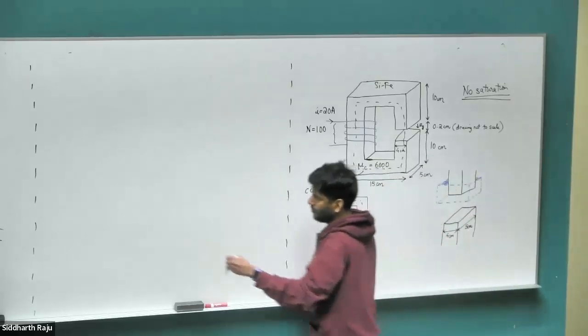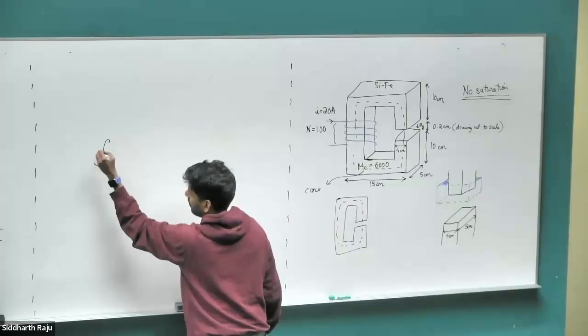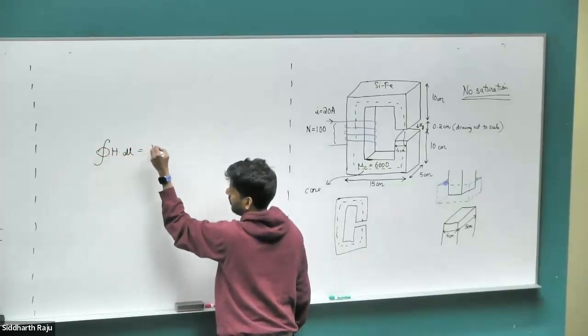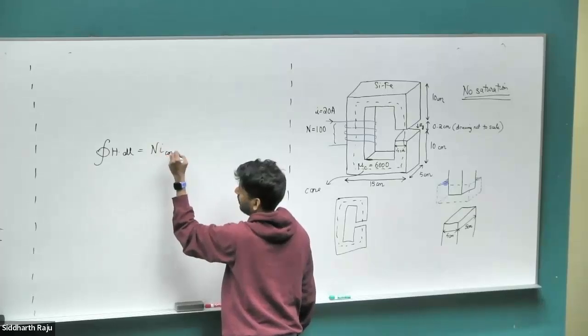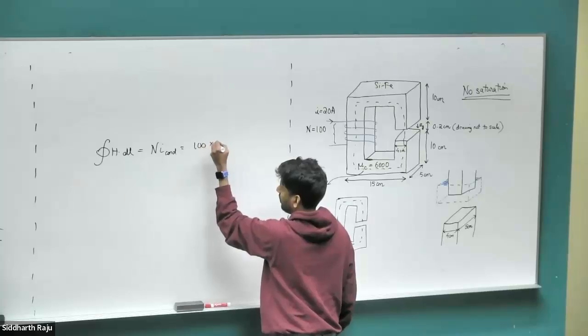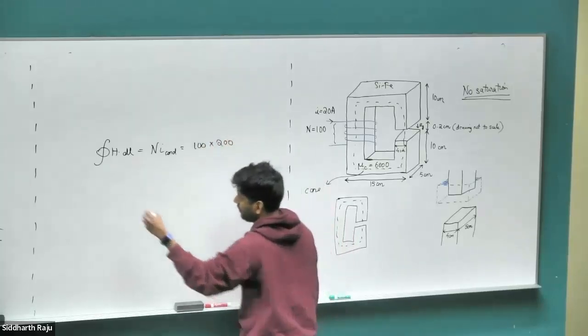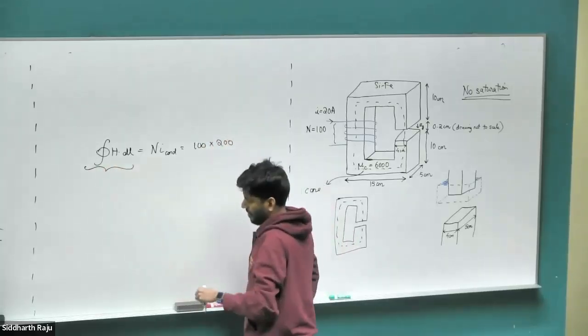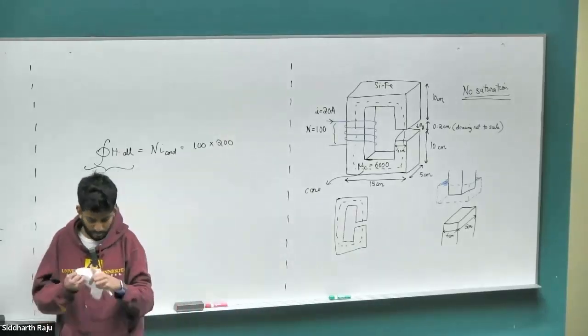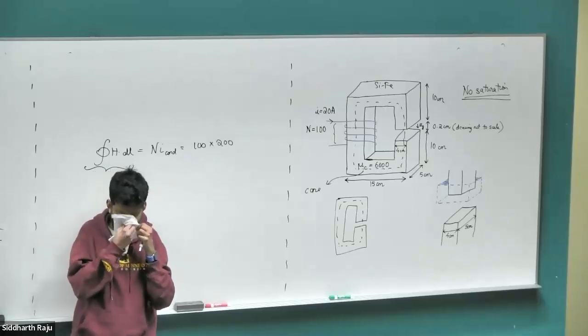If I go around this loop and integrate the H field, integral H dot dl is equal to N times I conductor. And our N was 100, our current in the conductor was 200. What happens to this term? What do I do about the term? Anybody?